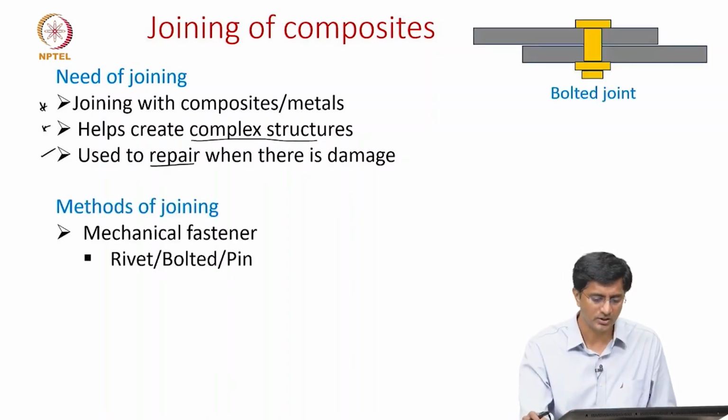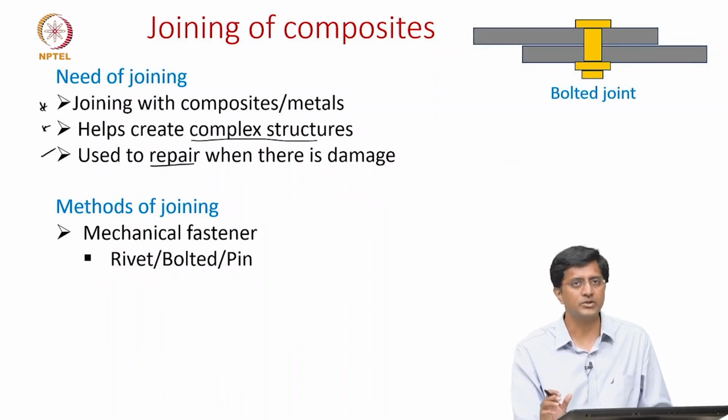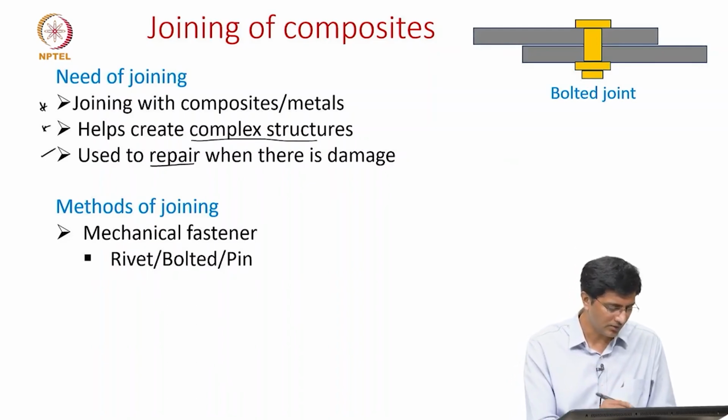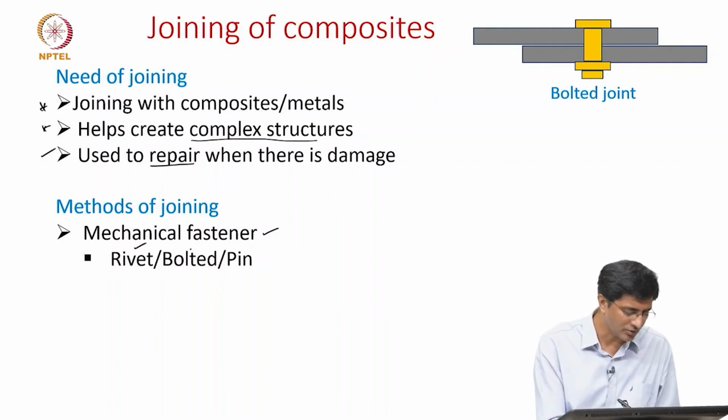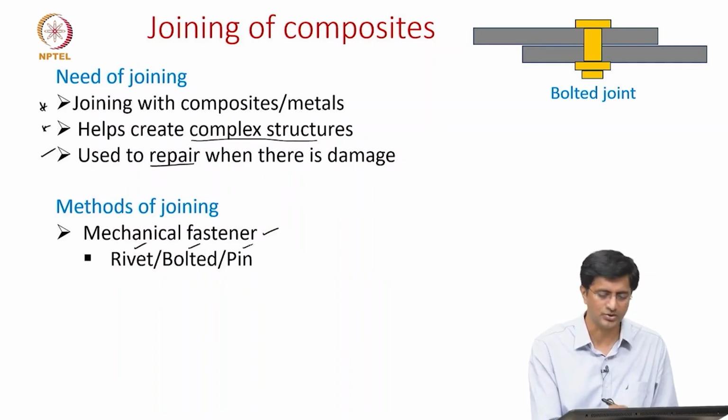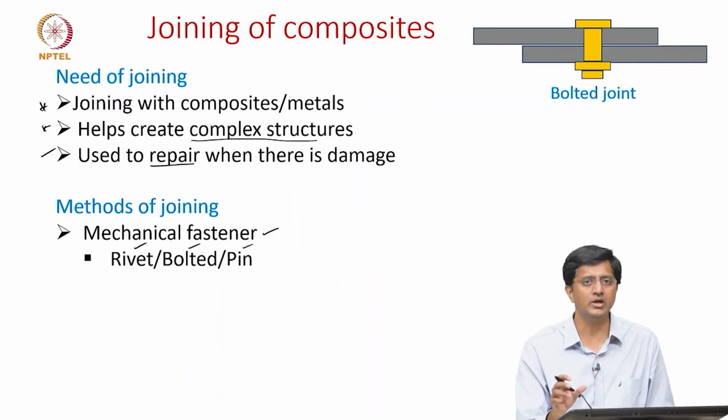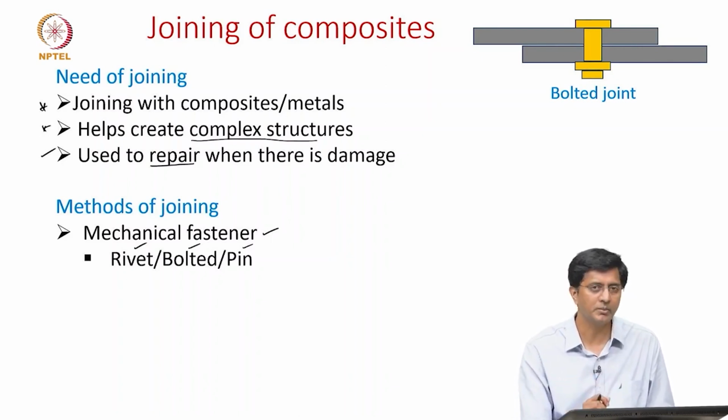So now let's look at a few examples of joining. We'll start with mechanical fasteners. These are very traditional methods we have used also in metals, like riveted joints, bolted joints, and pin joints. The same can also be applied with composite joints. But in addition to that, there are other alternatives which in some instances are much better than mechanical fasteners.